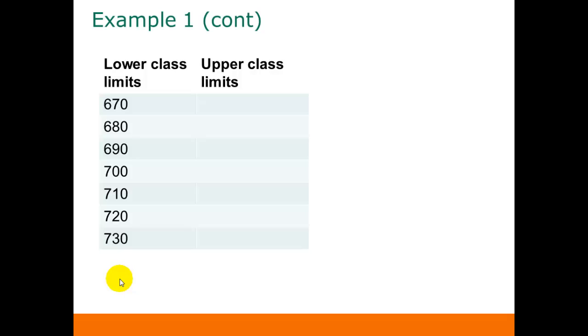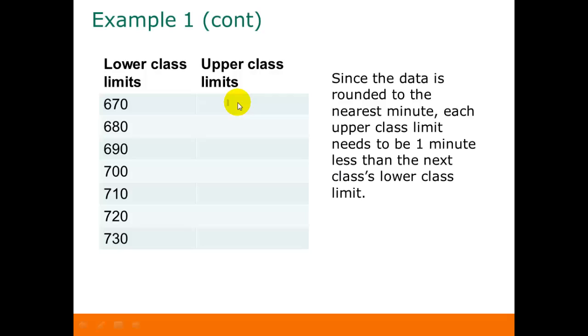Now we need to find the upper class limits. And again, we're going to look at the lowest class limit of the next class. So for this first one, we're going to look at the 680, and we want to make this 1 unit less than that. So our upper class limit for our first class is going to be 679. And the reason that we make it 1 unit less is that we can't have our classes overlapping. Each data value has to fit into one and only one class. So we can't make this 680, because then if we had a data value that was 680, we wouldn't know which class to put it in.